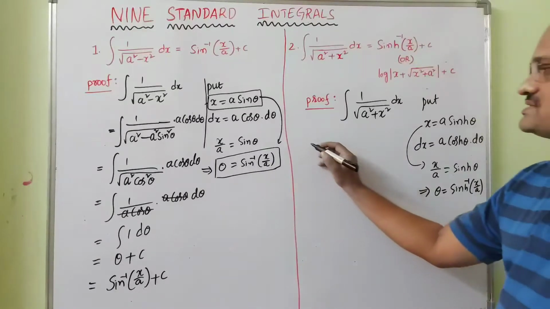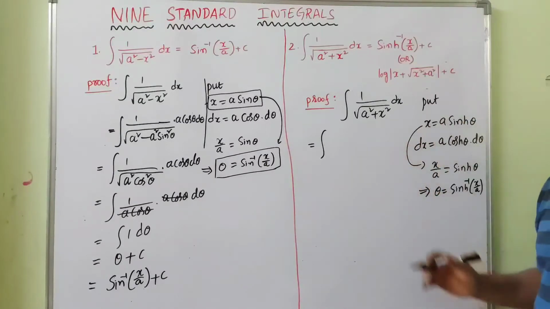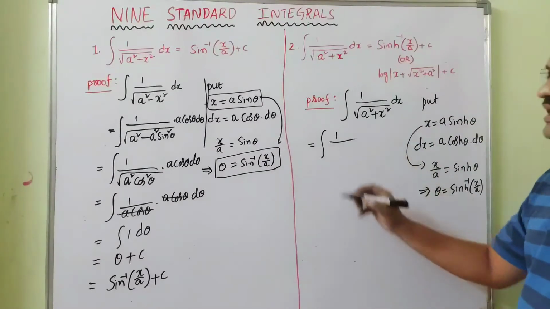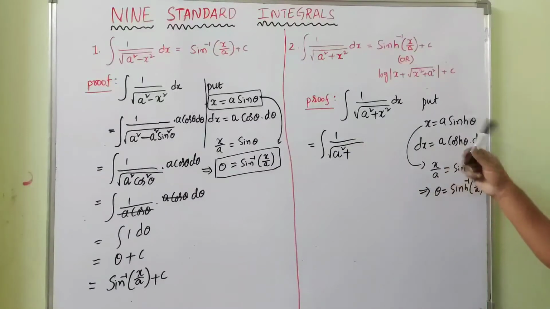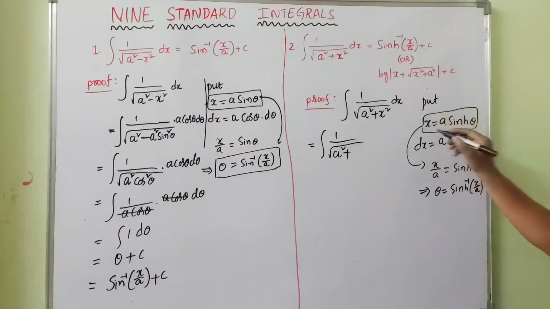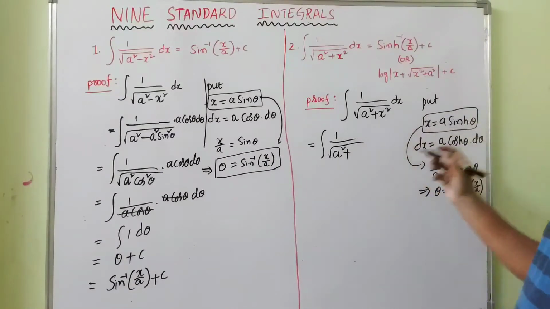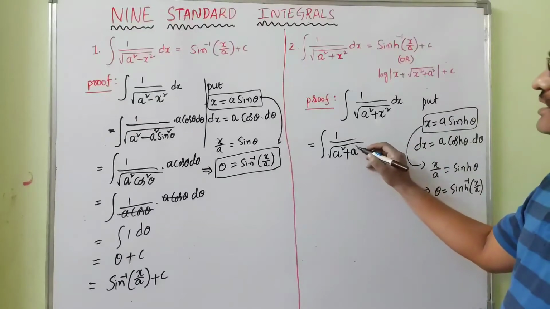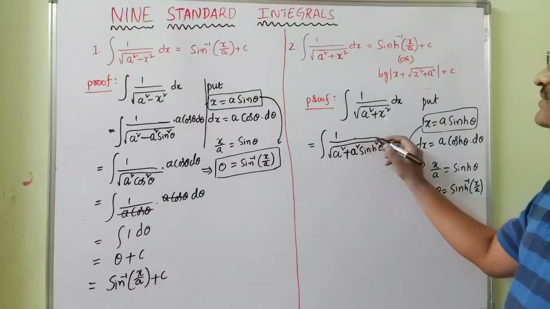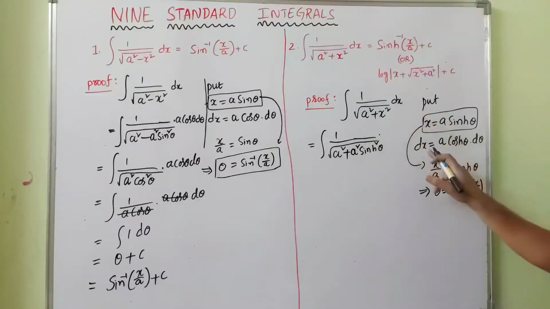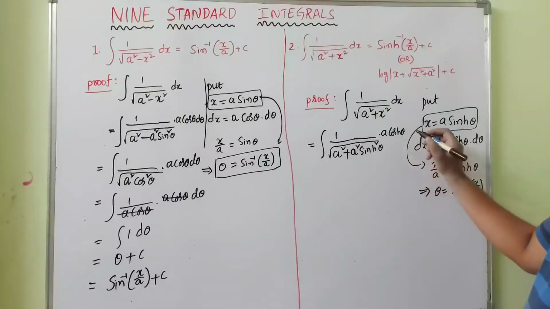Now what we have to do is substitute all these things in the given integral. Integral 1 by root a square plus x square. What is x? Our substitution is x equal to a sin h theta. Substitute here. X square becomes square this. You will get a square sin h square theta into dx. Dx is a cos h theta d theta.